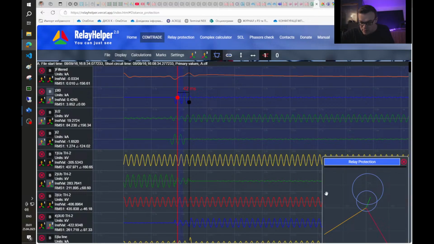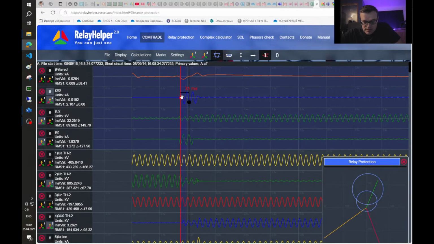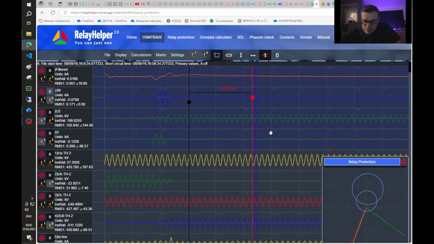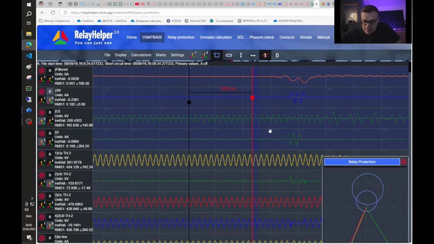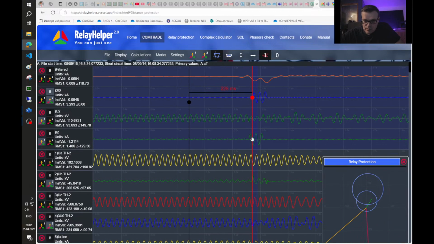So during the event we can see that it worked correctly, and phase B is in the zone, and during this pause we can see that only here the impedance also came into the characteristic.